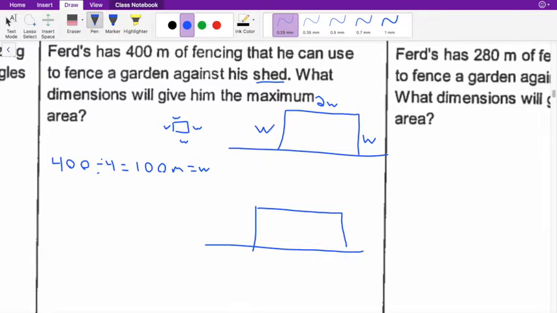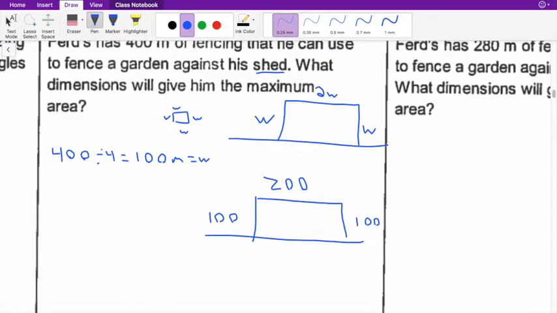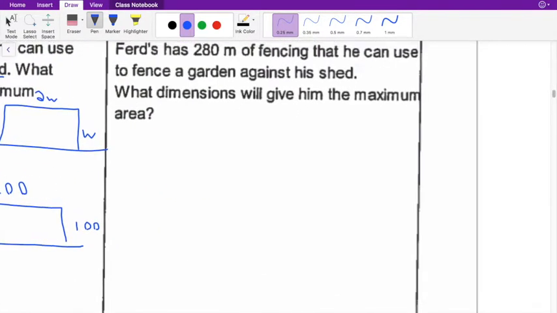Now if we take a look at our box right now, we have one width here, so that's going to be 100. One width over here, so that's going to be 100. And we have 2 widths. So 2 times W is going to be 200. So there are our best dimensions to get the largest area possible. So paws are up, and away we go.